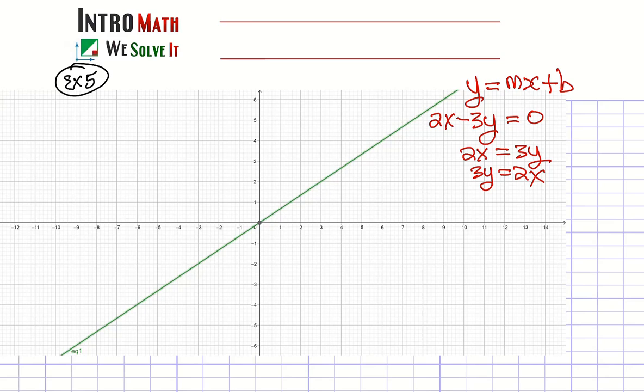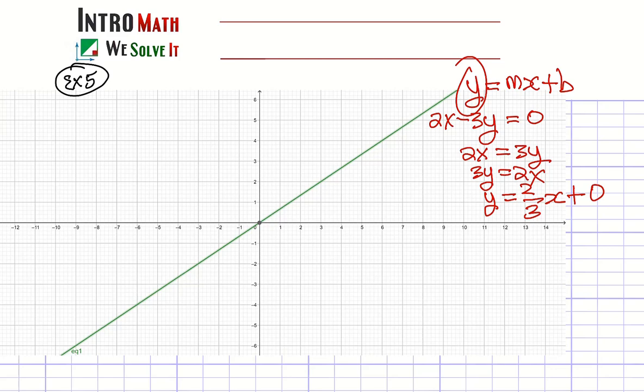Okay, so we want to get rid of the 3 that is used to multiply y. That way we can isolate y. So then we divide both sides by 3. Then we say y is equal to 2/3 x. You see that? There is a 0 here, but you don't need it.